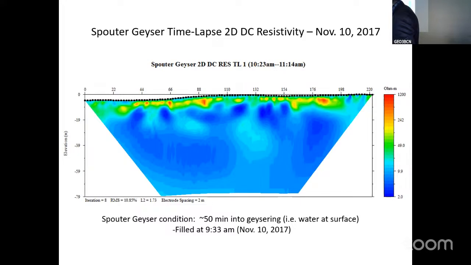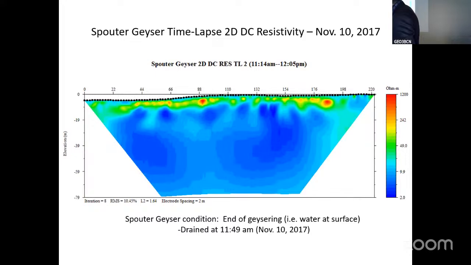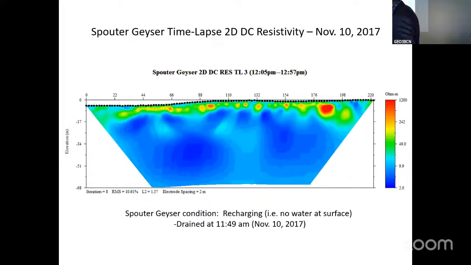Basically, right now in this picture, we're 50 minutes into the geyser, right? Water's at the surface this day. And you can see there's this lower or slightly elevated resistivity and a bunch of different little paths all the way down to 60, 70 meters. So we're well within the rhyolite by the bottom of this image. But if we keep going every 45 minutes after that, we'll see things start to change.